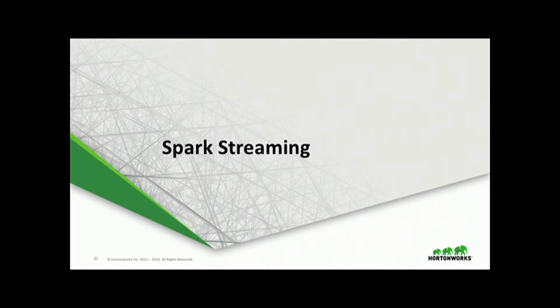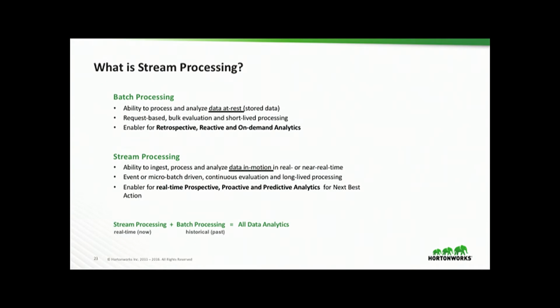All right, Spark streaming. So you have two ways of processing data. On one hand, you have batch processing. That allows you to analyze data at rest, or the data that's been stored in your data store, in your data lake. It's request-based, so generally just processing a bulk of data that's been stored there for a while. And it allows you to do retrospective, reactive, and on-demand types of analytics. On the other hand, stream processing is the data that's in motion. Most commonly, the default API does microbatch, so it's microbatch-driven, continuous, and long-lived processing, and it enables real-time, prospective, proactive, and predictive analytics.